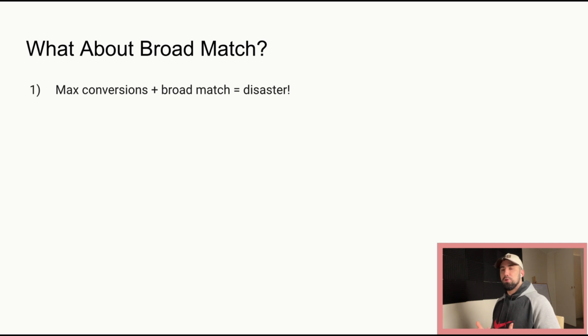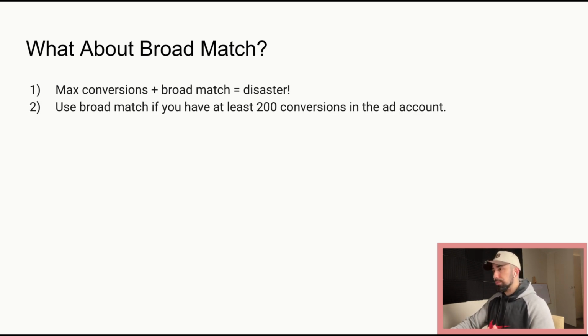So what about broad match? Broad match is a big thing. People are going around saying broad match is amazing. And I get it, it is really great, but there are certain use cases. Some people are against broad match. They say Google is ripping you off. Some people are saying broad match is an amazing new thing, and you should run it right off the bat. But let me cover you. Those are extreme examples. Max conversions and broad match is a disaster. So you should never have a campaign on a maximize conversions bid strategy and use broad match as a match type. When should you do it? Use broad match if you have at least 200 conversions in your ad account. Before that, don't even touch it.